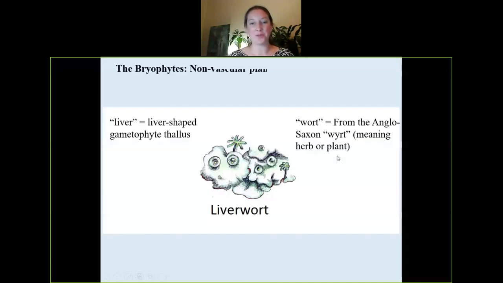All right, now we'll talk about hornworts. So hornworts are also non-vascular plants, so they're also in that same group, the bryophytes. And the reason they're called liverworts is because they kind of have this liver-shaped flat growth habit, which we call a thallus. Thallus is just a word that means flat green thing. So here, for example, this is like the flat green thing. So that's why we call it liverwort.